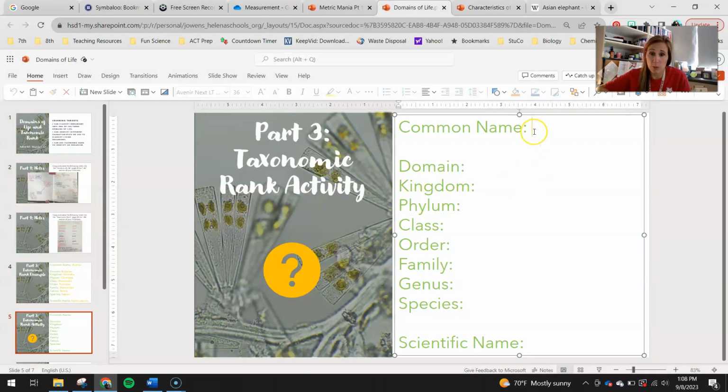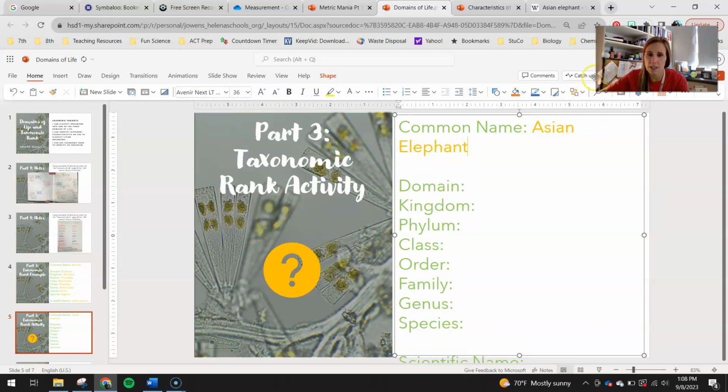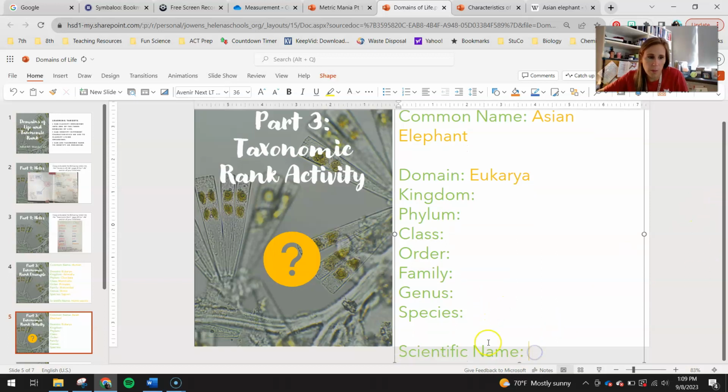You are going to go ahead and write your common name. So if I were doing mine, I'd do Asian elephant. I wouldn't just write elephant because that's not the species. I can make the text smaller if I need. Everyone's domain should be eukarya. And then from there, you would fill out kingdom, phylum, class, order, family, genus, species, and then don't forget your scientific name on the bottom there.